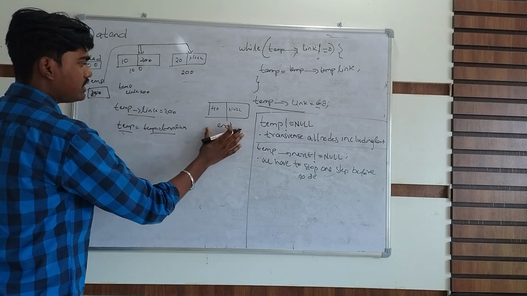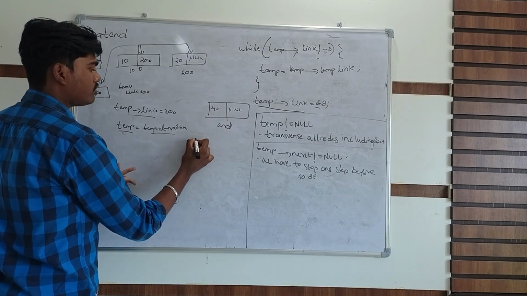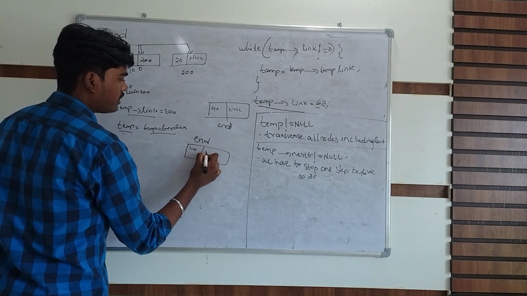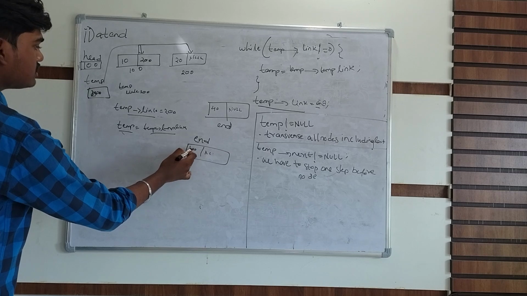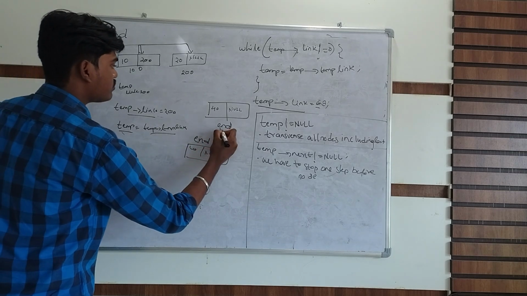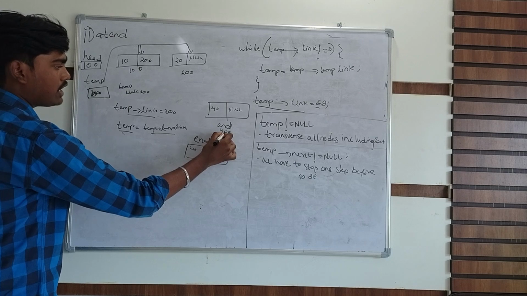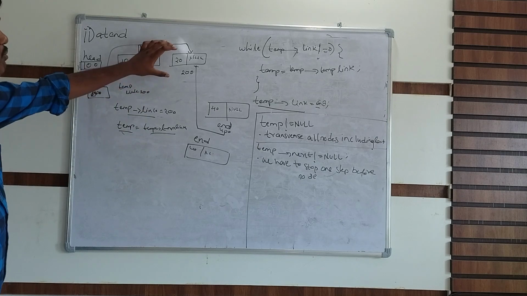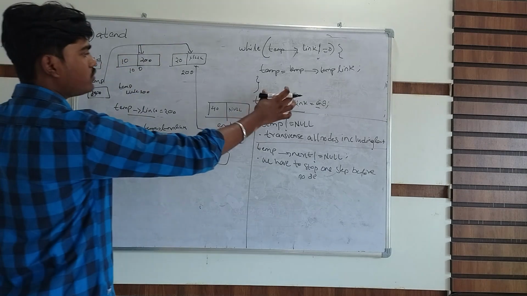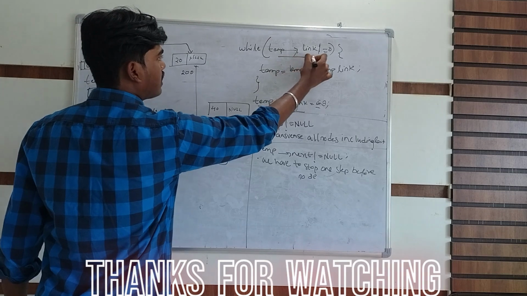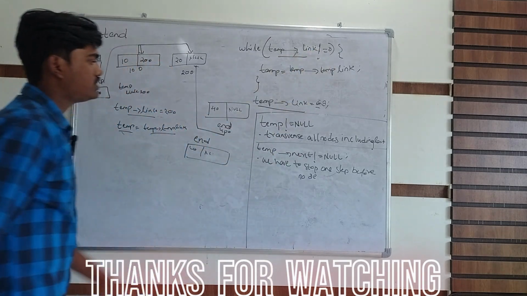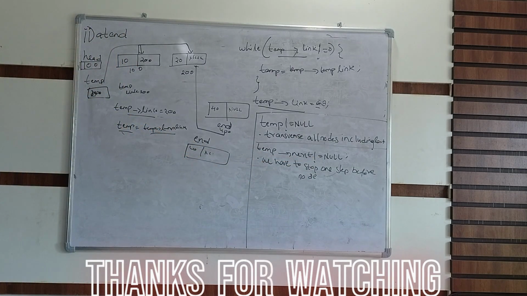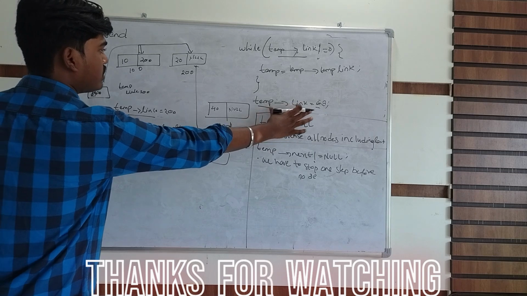Here we are creating a new linked list node called end, with data 40 and null. Suppose its address is 400. Now we have to insert this 400 address into this previous null. That means temp next. That's why we are giving temp next not equal to null. This is the difference between temp not equal to null and temp next not equal to null. Like that we are storing at the end.